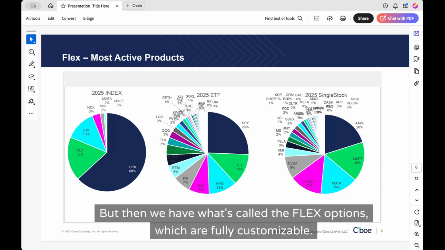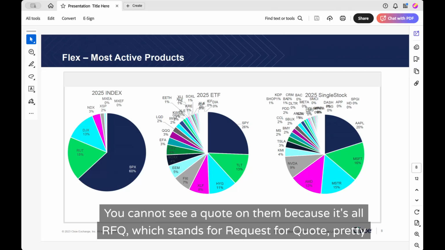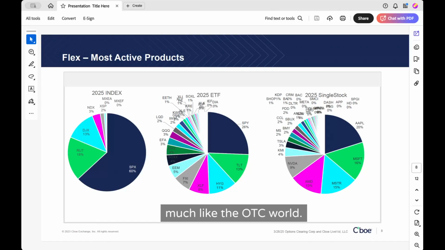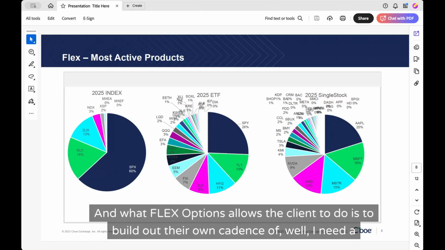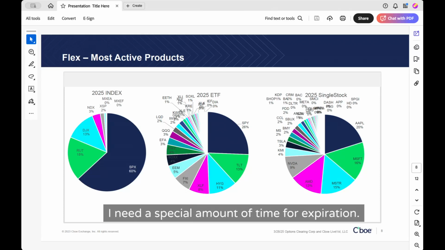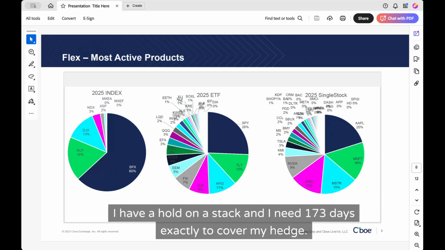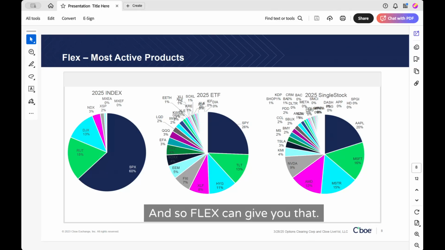But then we have what's called the flex options, which are fully customizable. You cannot see a quote on them because it's all RFQ, which stands for request for quote, pretty much like the OTC world. What flex options allows the client to do is build out their own cadence: I need a special strike, I need a special amount of time for expiration. I might have a concentration issue. I have a hold on a stock, and I need 173 days exactly to cover my hedge. And so Flex can give you that. We talked about that a little bit earlier.